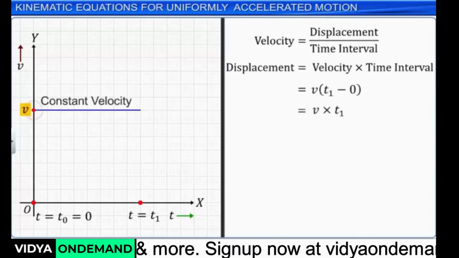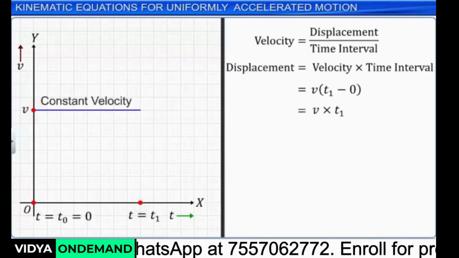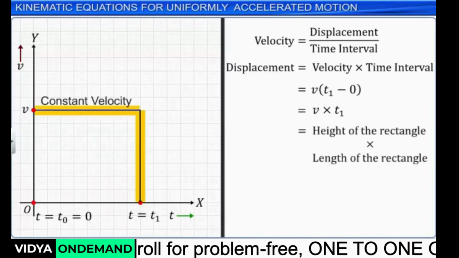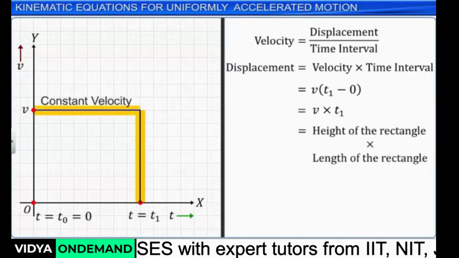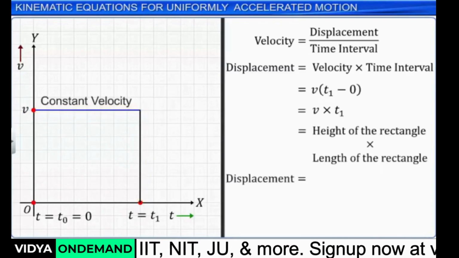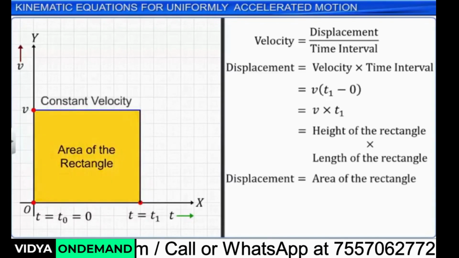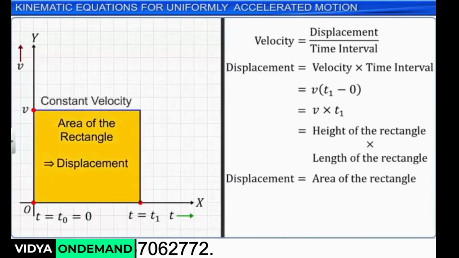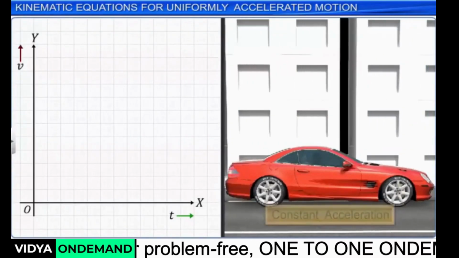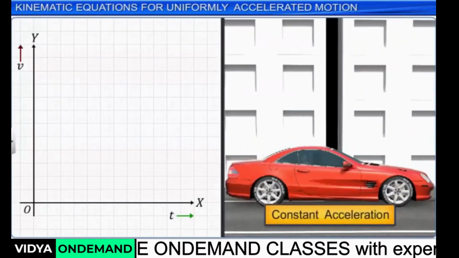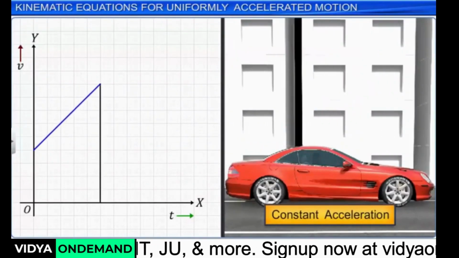This is nothing but the product of the height and the length of the rectangle formed when a line is dropped perpendicular to the x-axis. That is, the area of the rectangle. The area under the line up to the x-axis indicates the displacement of the body. The same concept applies to bodies moving with a constant acceleration. In this case, the VT graph will be an inclined line, and the area under this inclined line up to the x-axis represents the displacement.